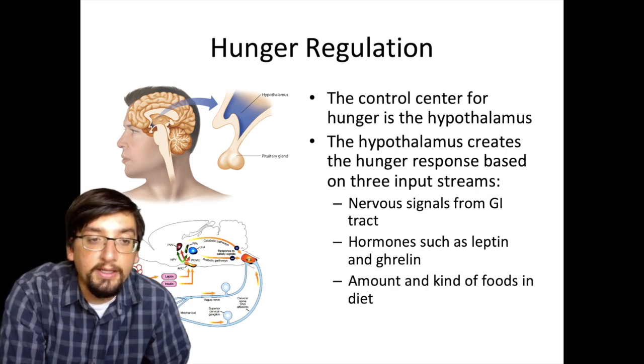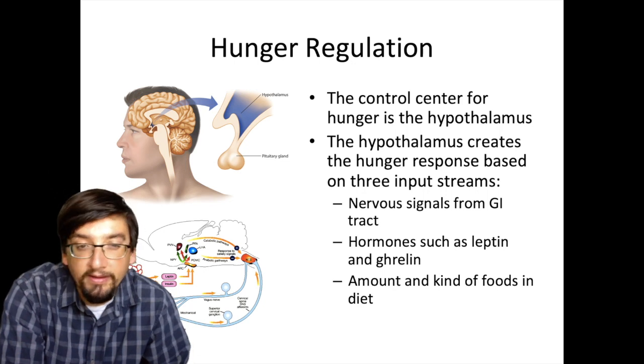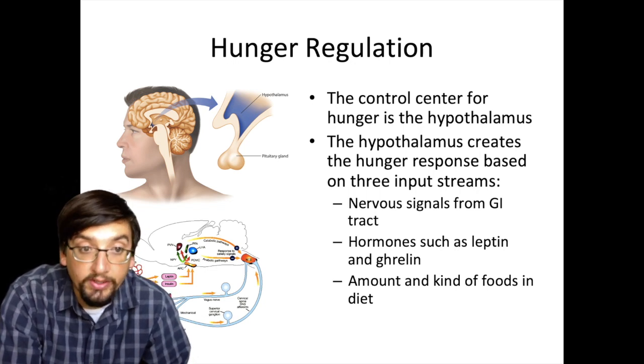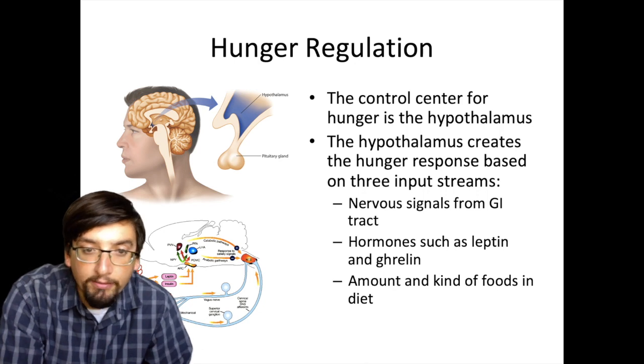So leptin causes you to be less hungry, which is the idea that when you eat a lot of food and build a lot of adipose tissue, that adipose tissue secretes leptin, which makes you less hungry, because you have plenty of adipose tissue.